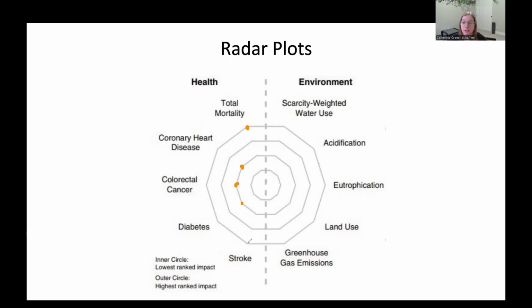and then pretend I'm making this up, but just to show you how this works, that there's a high association of stroke with this food. And then if my food has a low greenhouse gas emission, let's just make it dramatic and put it real low, low land usage, low eutrophication, low acidification, but super high water scarcity use, I would end up with a radar plot that looks like this.